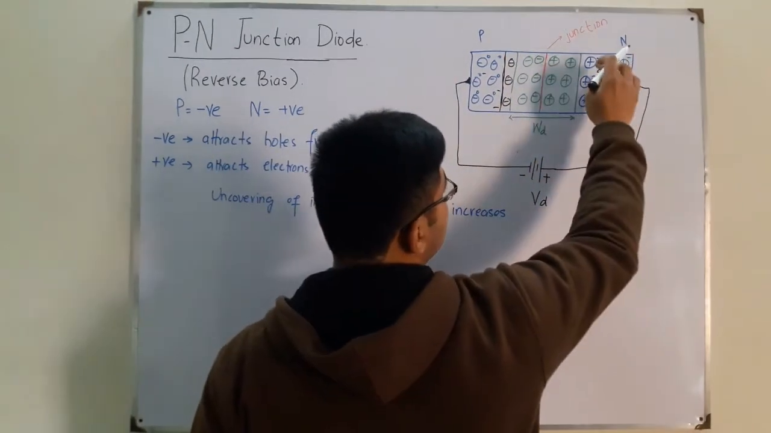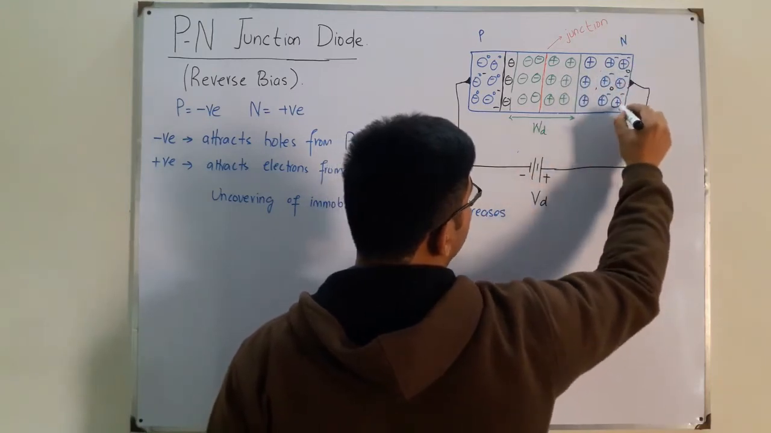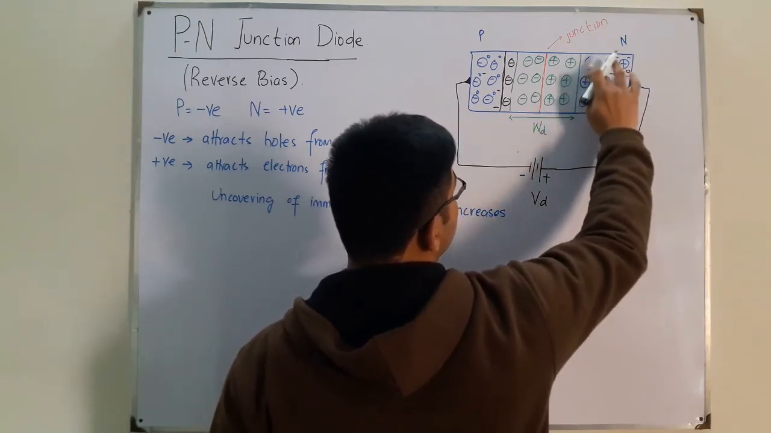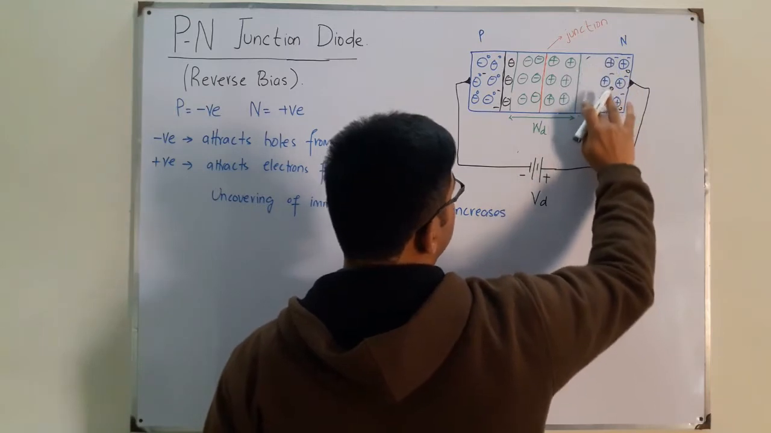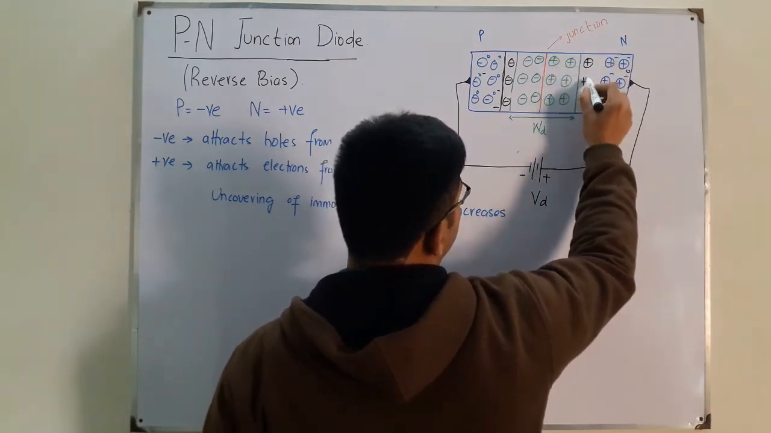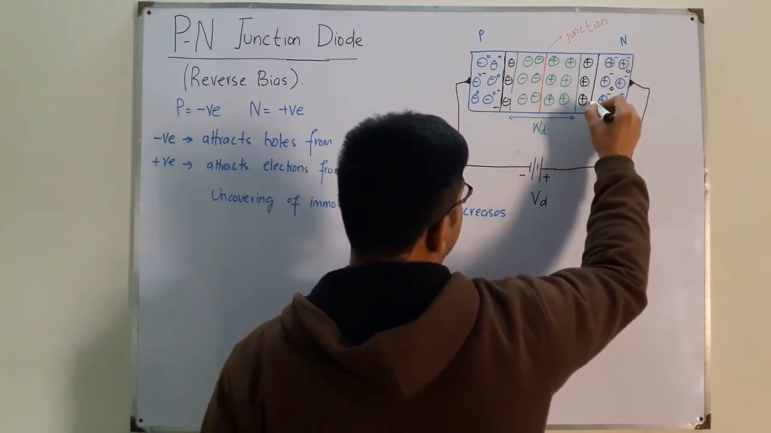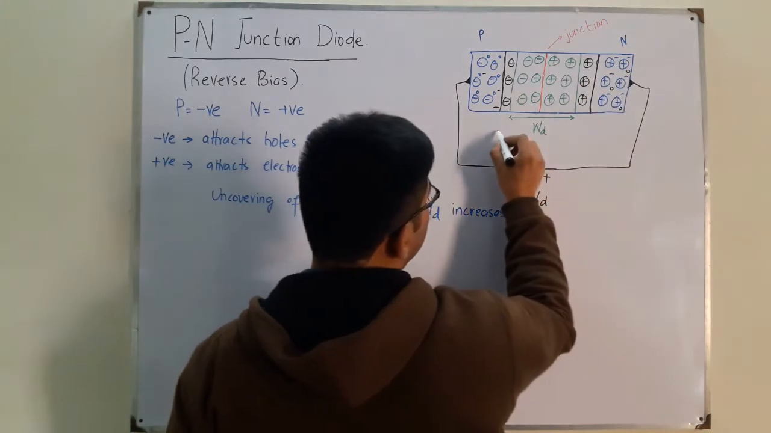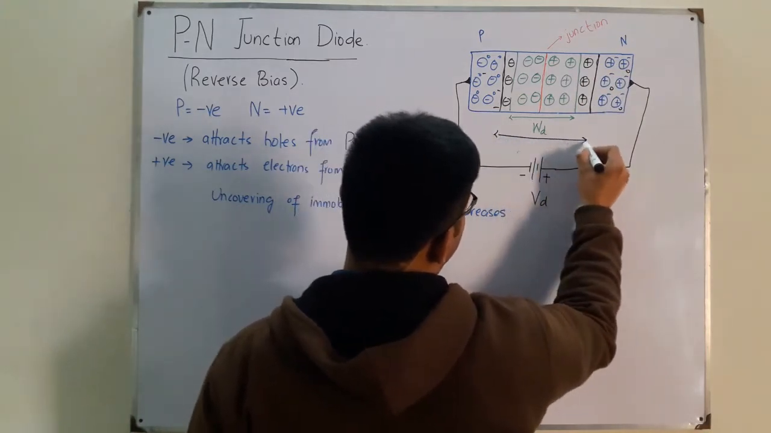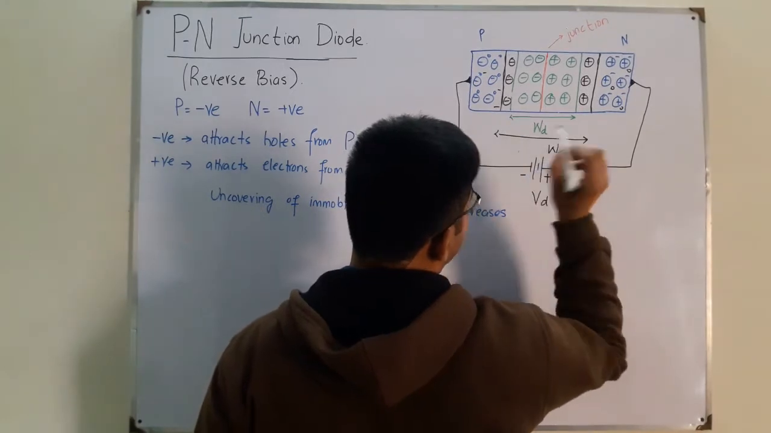Alright, similarly these positive ions. Let me draw these holes over here. These positive ions have been recombined, so I draw it again, they have been uncovered, so I draw it with the black color to represent the new depletion region like this. So the new depletion region is this one, which has increased WD, let's say RB for reverse bias.